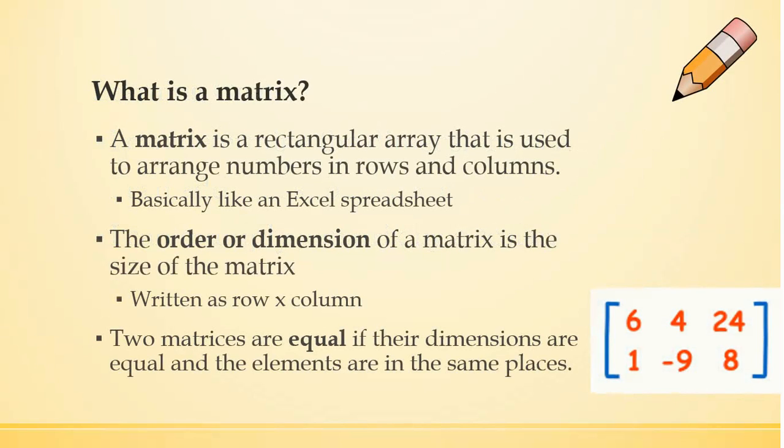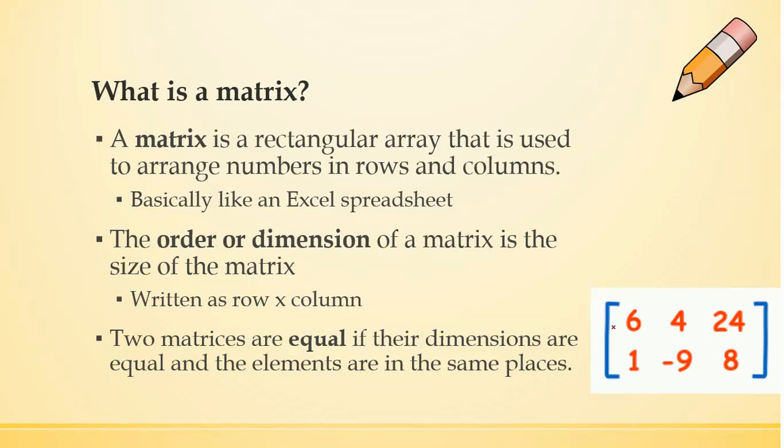So, what is a matrix? Basically, a matrix is a rectangular array that is used to arrange numbers in rows and columns. Basically, it's a fancy name for a spreadsheet, an Excel spreadsheet. The order or dimension of a matrix is the size. Now, here's how you're going to write about your sizes. You're going to write it as the row times the column.